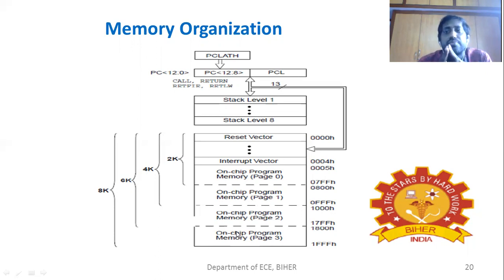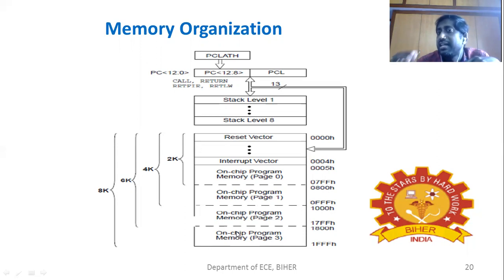Off-chip memories are cheaper, but the accessing time is more. Suppose I want to access data from an on-chip memory, the accessing time is very less. It is a quicker one. But if I access data from external devices or external memory, the accessing time is more. But the external memory is cheaper compared with the on-chip memory. The on-chip memory is the costliest one.